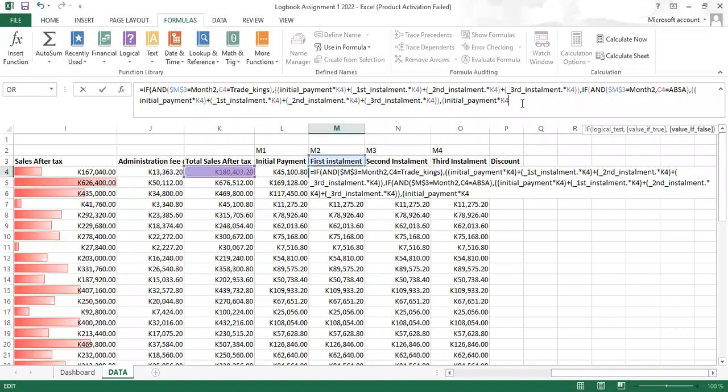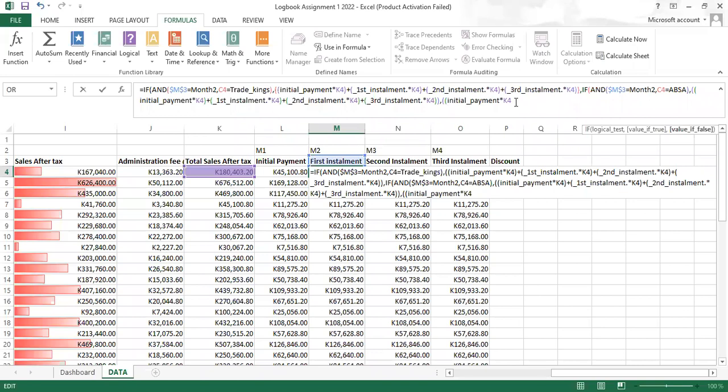Comma, initial payment times K4. Okay, let's put another bracket here instead. Modulus. Okay, let's put another bracket here after a comma because we are doing another calculation.